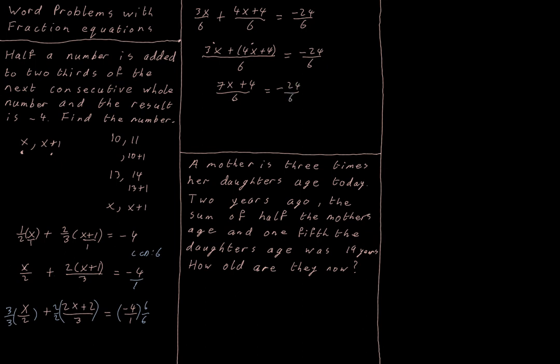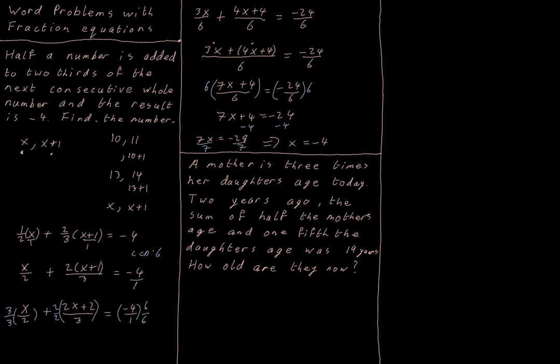I'm now able to compare like with like. I have a single fraction is equal to a single fraction, both all over 6. So I know that the numerators must be equal. But structurally, I can show that by saying 6 divided by 6 is 1. So I end up with 7x plus 4 is equal to minus 24. Subtract 4 from both sides. So I end up with 7x is equal to minus 28. Divide both sides by 7. I've run out of space a little bit, but we can still say x is equal to minus 4.